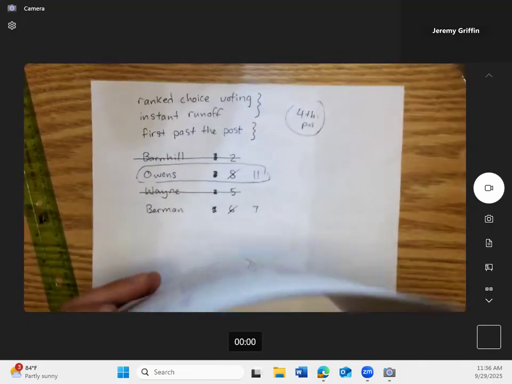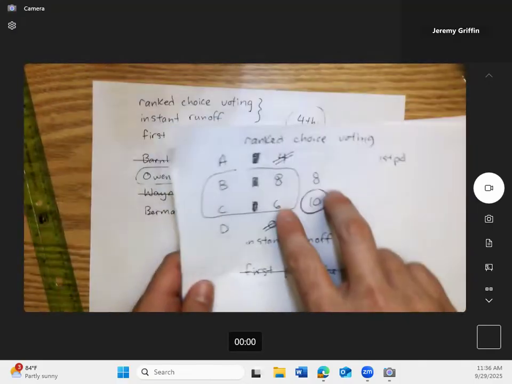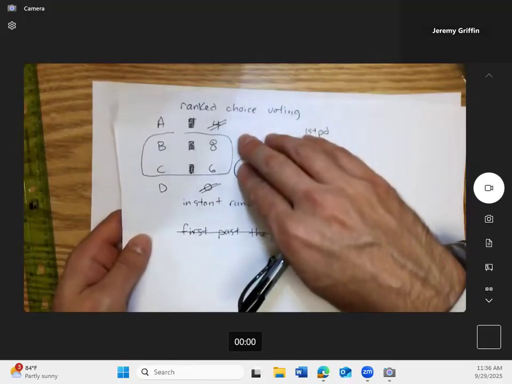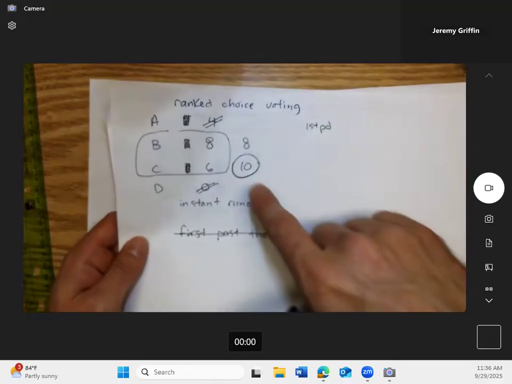Now, my first period, interestingly, it worked out like this: Mr. Owens had the lead after one iteration, or you'd say he would have won for first past the post.